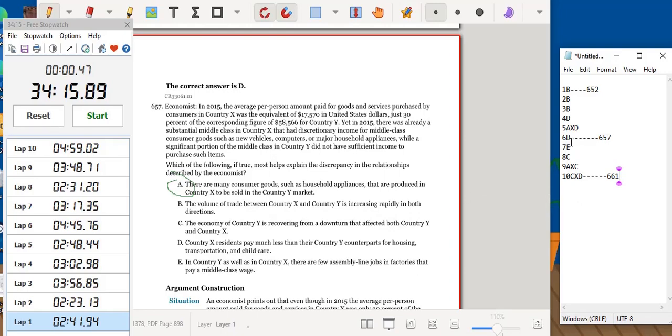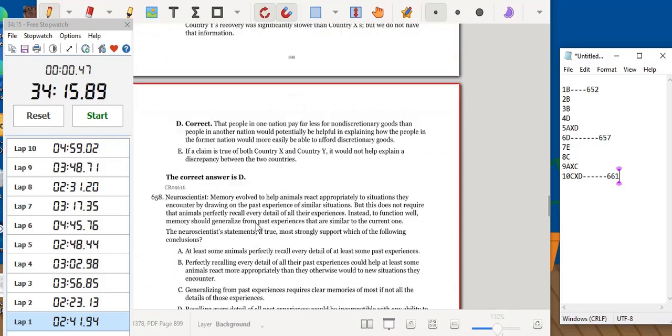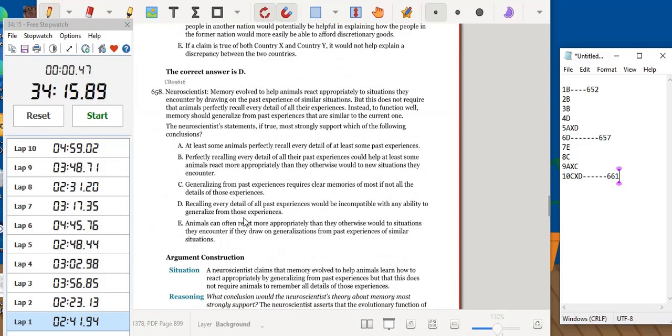Sorry, 657 is D. 658 is E, which I got correct. Animals can often react more appropriately than they otherwise would to situations they encounter if they draw generalizations from past experience of similar situations. Yeah, this was quite easy.